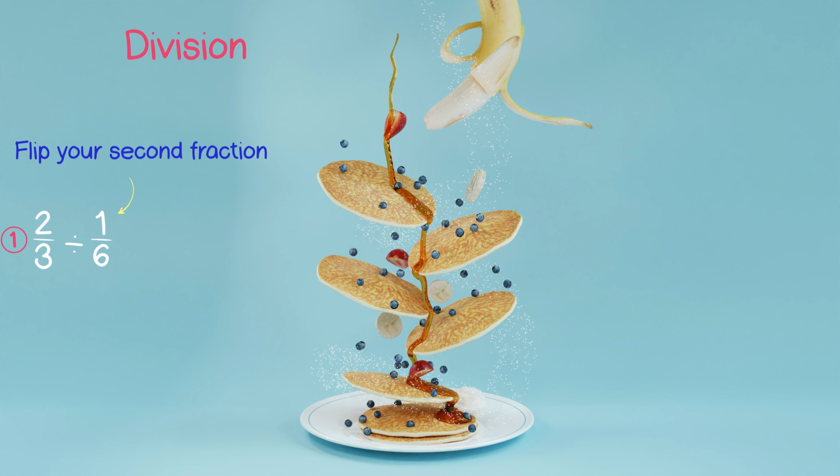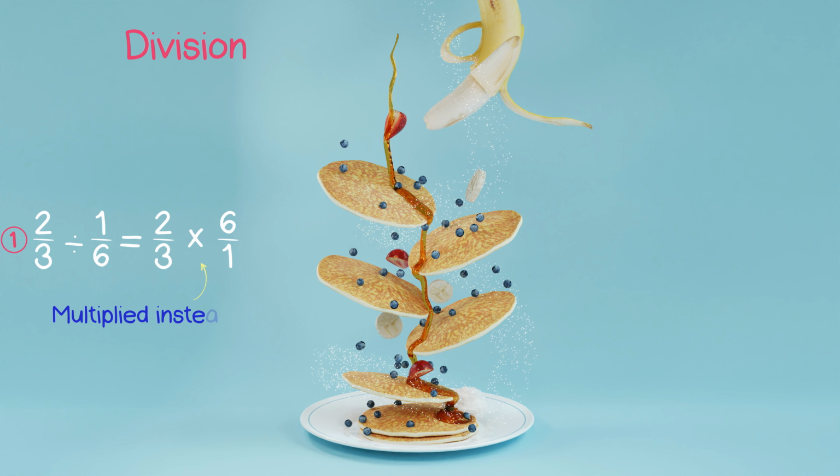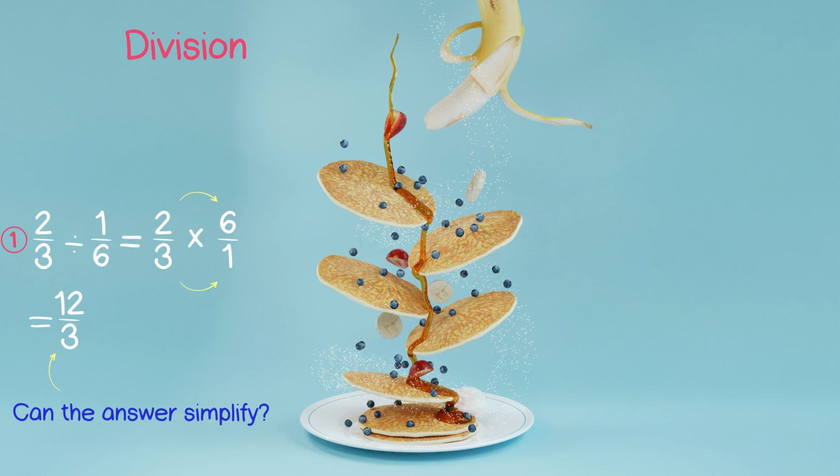So let's apply this to our question, and we have 2/3 now multiplied by 6/1. So 2 times 6 is 12. 3 times 1 is 3. And then you check to see if you can simplify, and it can simplify. 12 divided by 3 gives us exactly 4, and that is our answer.